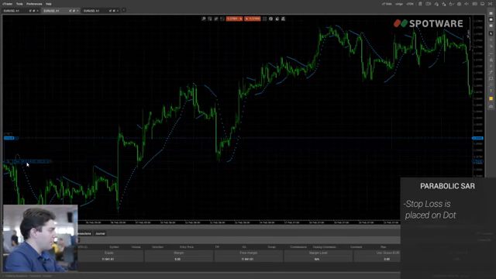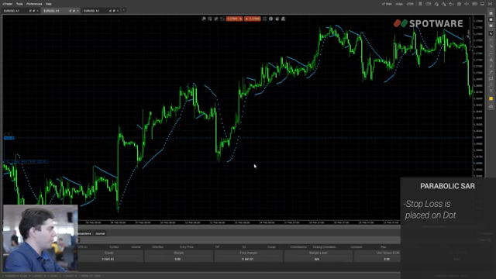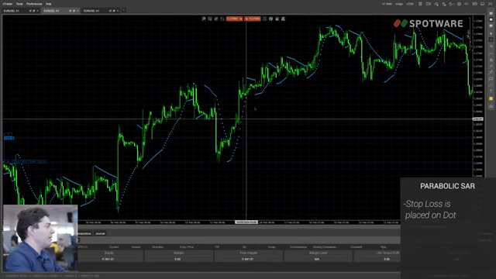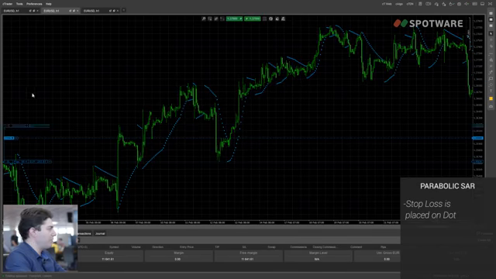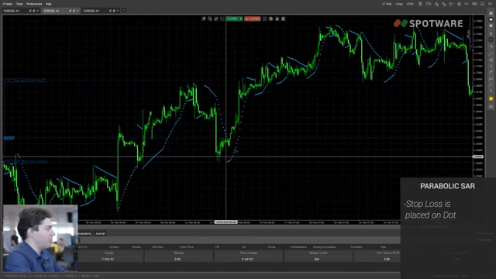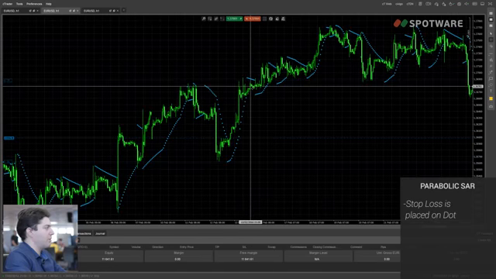Another way the SAR is usually used: traders just put the stop loss on the dot and they leave it there as a stop loss. And then for your exit, you can either go for the opposite exit, or you can use any of the exit ways you mentioned before, even a risk to reward ratio or breaking of the trend line, or all the ways that I explained before at the ADX.